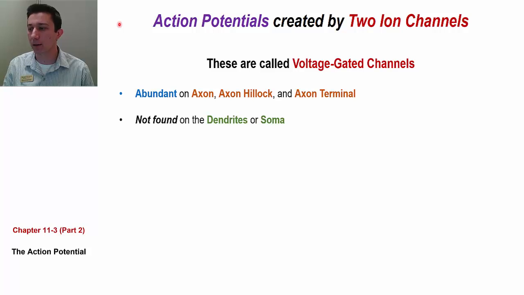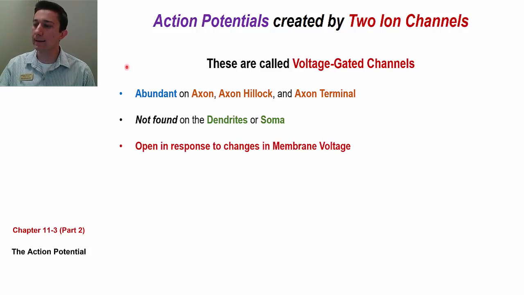Okay, so they're very, very abundant there. They're not found, however, on the dendrites or the soma. That's where the chemically gated channels that respond to neurotransmitters are found. So there's still an electrical signal being created by the dendrites and the soma. It's just created by a different stimulus, right, by the neurotransmitter or another stimulus. And like I said, these open in response to changes in membrane voltage.